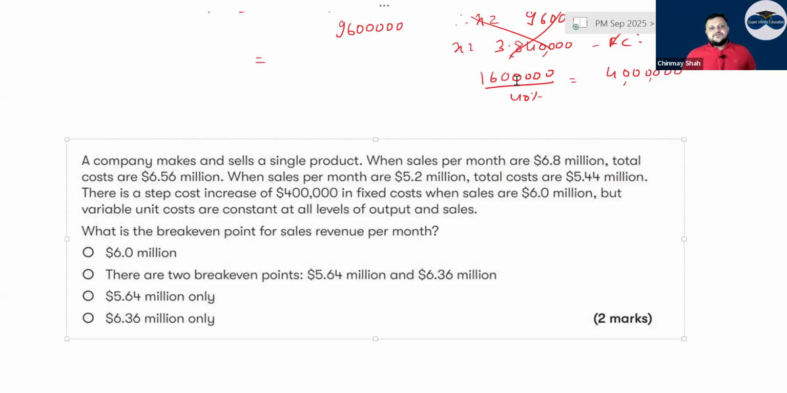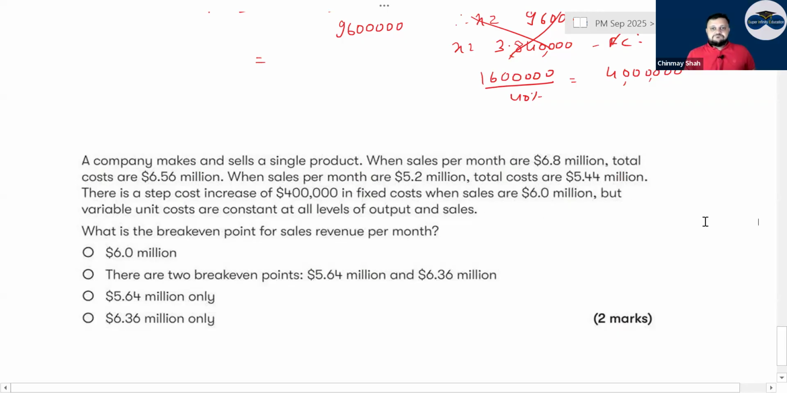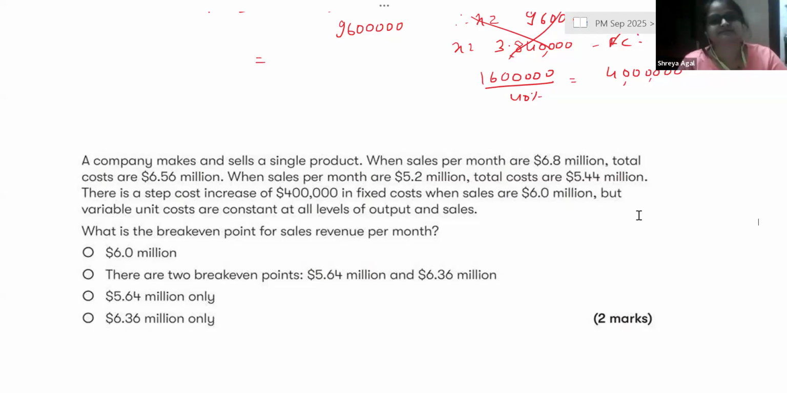How do you calculate this? What is the break even point for sales revenue per month? What is the variable unit cost? Look, break even point. Now tell me, will there be one break even point? The answer is very obvious now. In A B C D, as you know the multiple BEP concept, what will you do? B. Tell me.